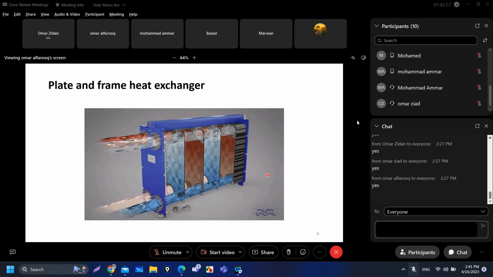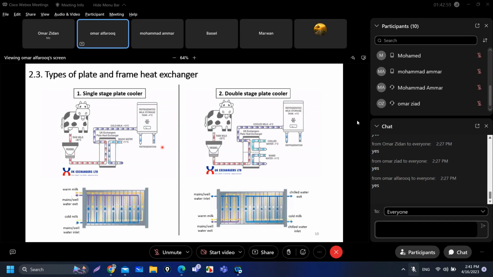Now the plate and frame heat exchanger, we have two types. We have the single stage plate cooler and we have the double stage plate cooler. In the single stage plate cooler, we basically use mains water as a cooling medium, and it enters the plate heat exchanger and it cools the milk to around 15 degrees Celsius.